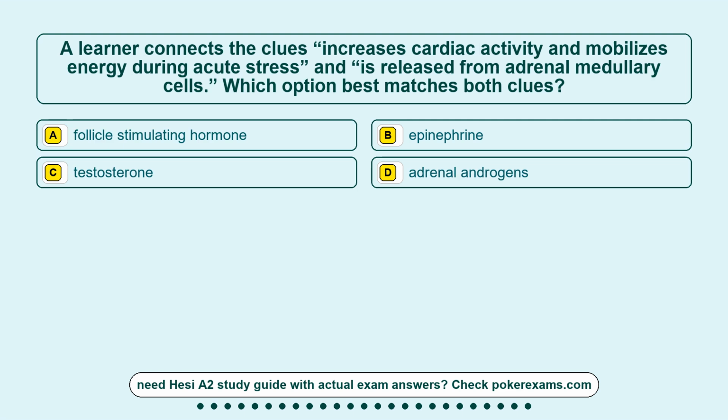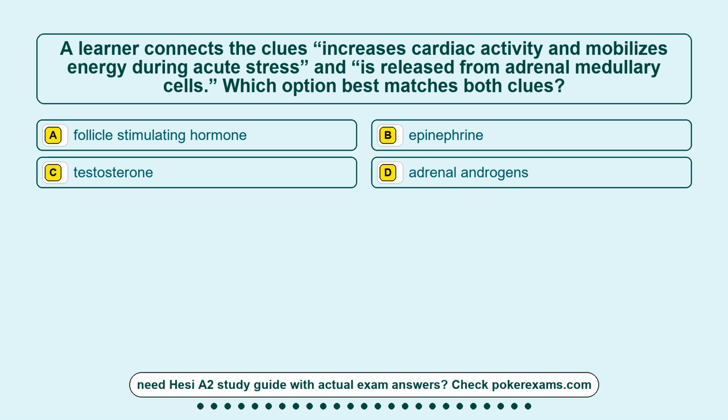Question 17. A learner connects the clues, increases cardiac activity and mobilizes energy during acute stress and is released from adrenal medullary cells. Which option best matches both clues? Option A, follicle-stimulating hormone. Option B, epinephrine. Option C, testosterone.